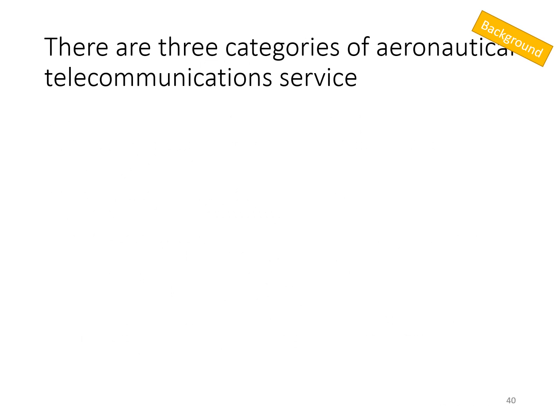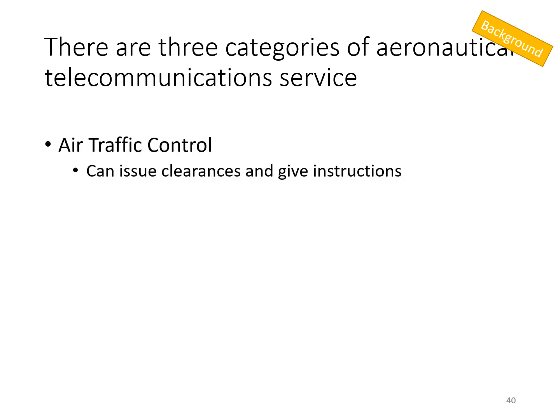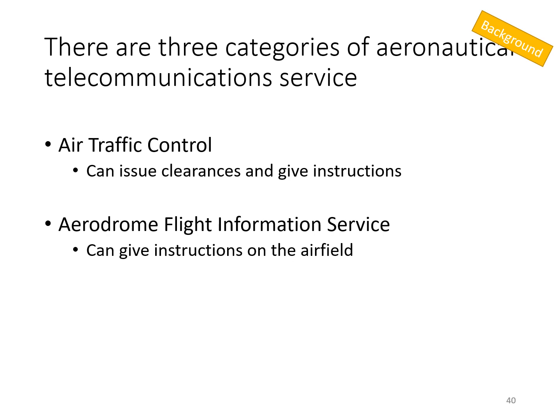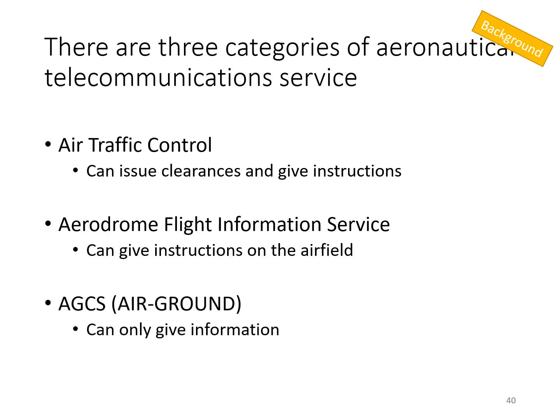The next background area we need to understand is the classes of controller that we might come across. These are air traffic control, who can issue clearances and give instructions; AFIS, or Aerodrome Flight Information Service, which can give instructions on the ground but only information in the air; and air-to-ground services, which can only give information. Let's go into each of those in a bit more detail.